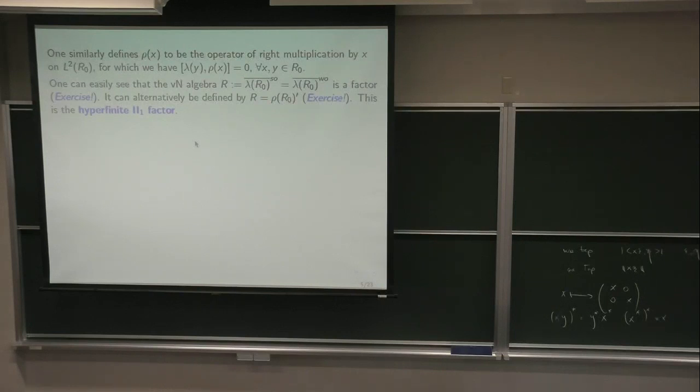And one can alternatively define it as the commutant of rho of R0. That's another exercise. And actually, it's very similar to the previous proof that A was maximal abelian, that anything commuting with it was a multiplication operator with something in L infinity. It's really identical. So it's a reasonable exercise, okay? It's just playing with this lambda and rho in a sort of smart way.